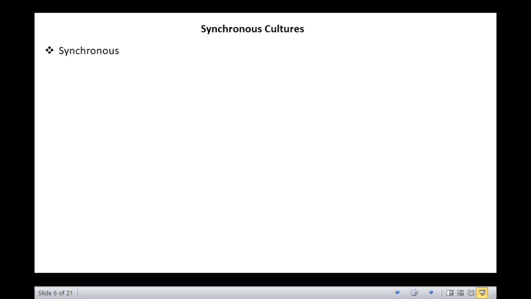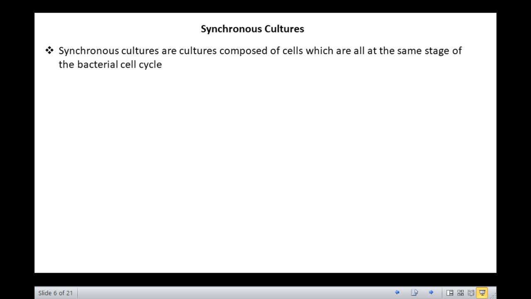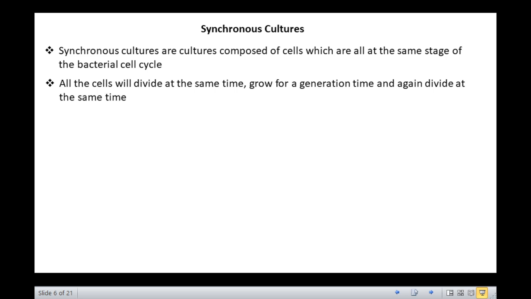Synchronous cultures are cultures composed of cells which are all at the same stage of the bacterial cell cycle. Hence, all the cells will divide at the same time, grow for a generation time, and again divide at the same time. Measurements made on synchronized cultures are equivalent to measurements made on individual cells. The synchronous cultures therefore show a biphasic growth pattern.